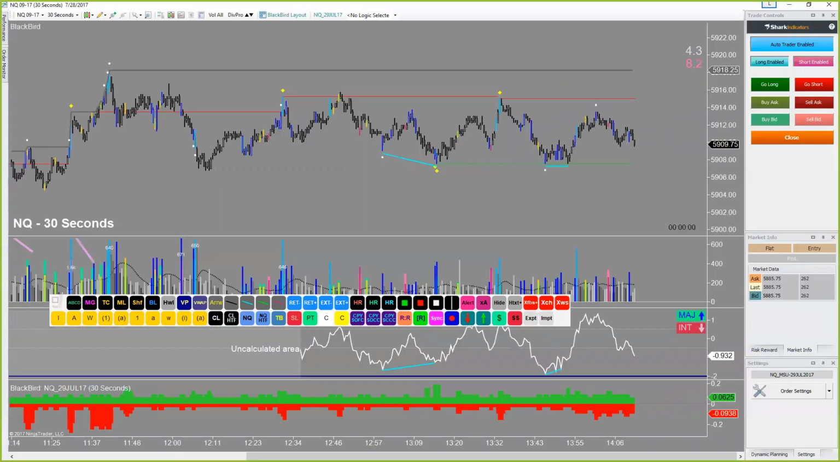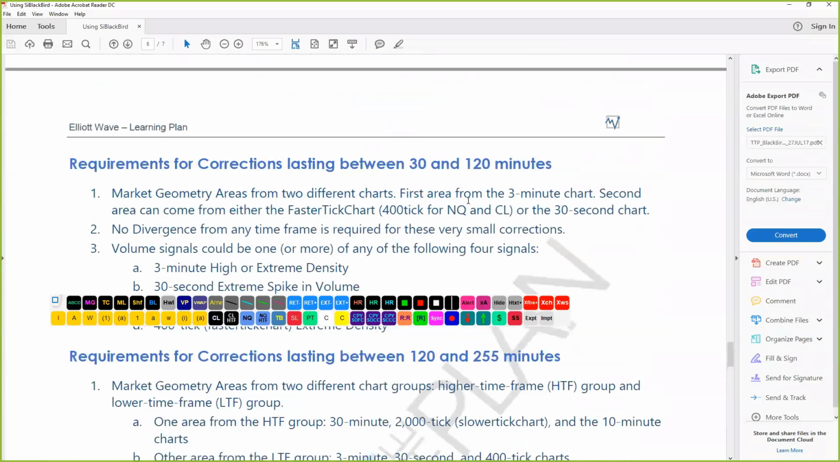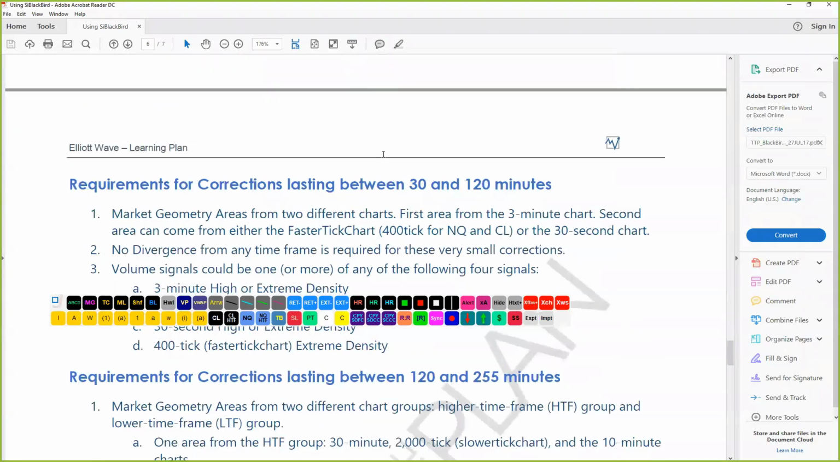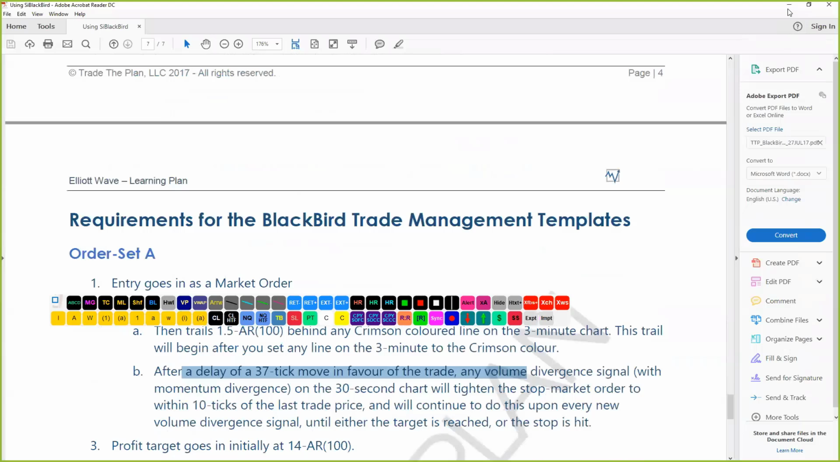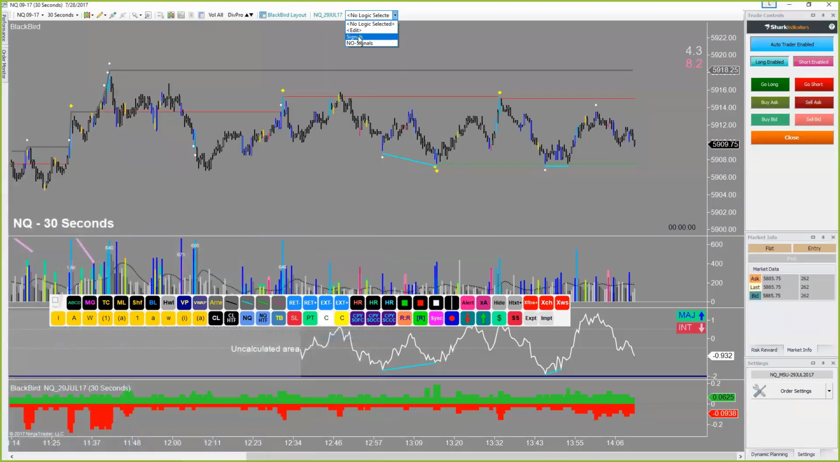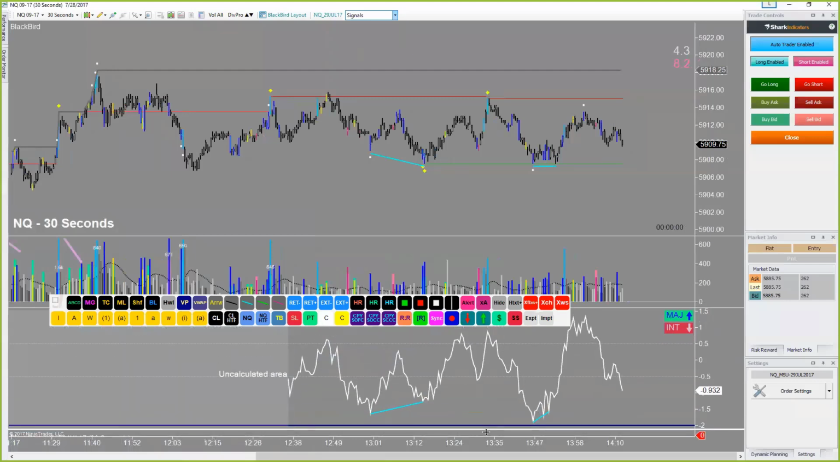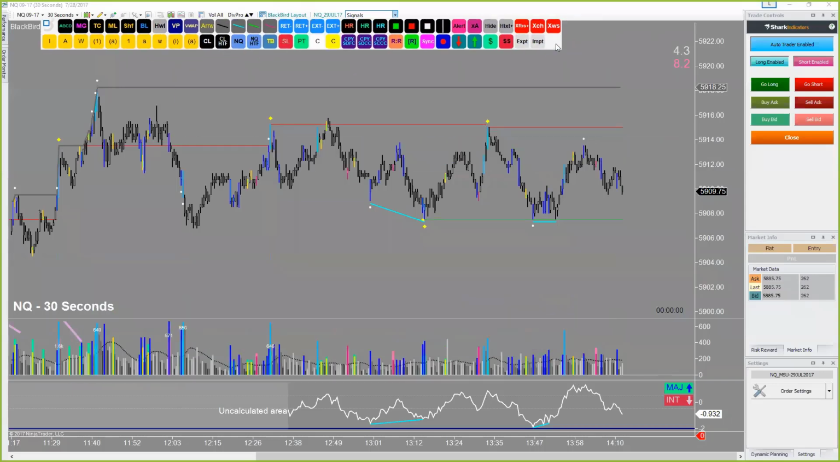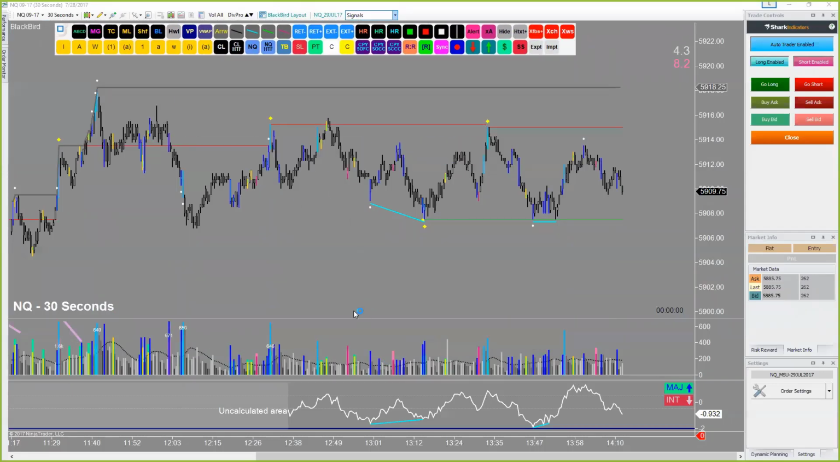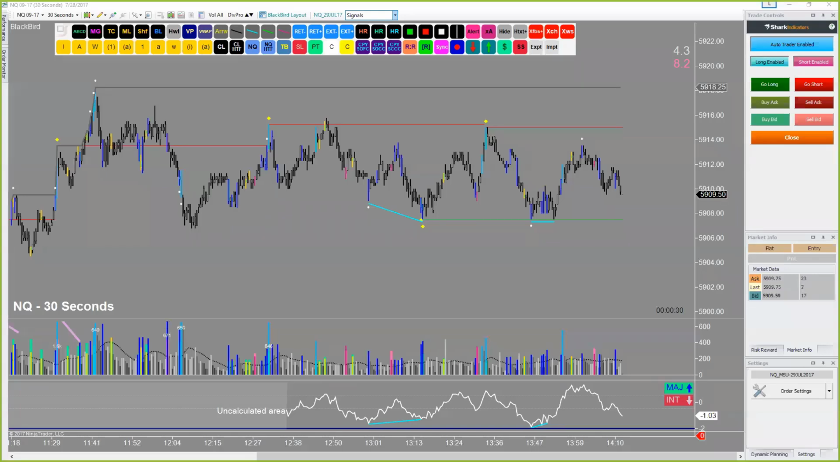Once these rules are met, which I've clearly defined inside of Blackbird, once any of these rules are met for the different sized corrections, this thing will take the trade and then manage it according to the rules that I've defined inside of Blackbird. This is next level stuff here. It's crazy that we can even hope to be able to do anything like this, but now that we can actually do it, it's mind-blowing to me.